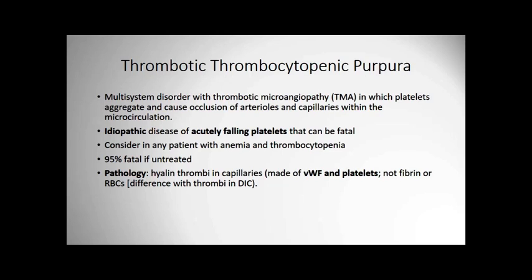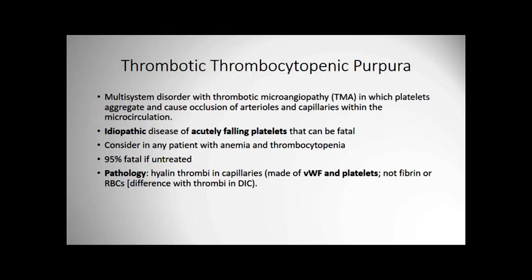Okay, this is a multi-system disorder, affects several systems, that has thrombotic microangiopathy. What is the meaning of that? Thrombosis formation, thrombi in the microscopic blood vessels. Understand the names. Small, tiny, microscopic arterioles in all the organs of the body. Platelets aggregate, form thrombi, clog, obstruct the circulation or the microcirculation of different organs.